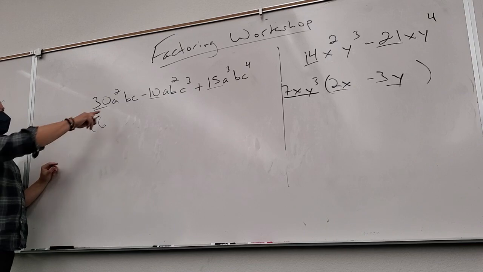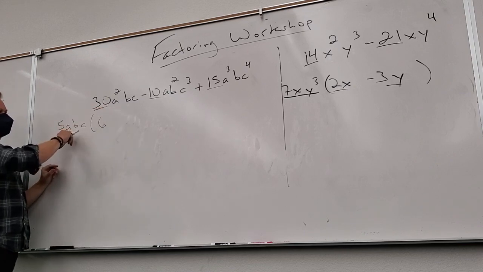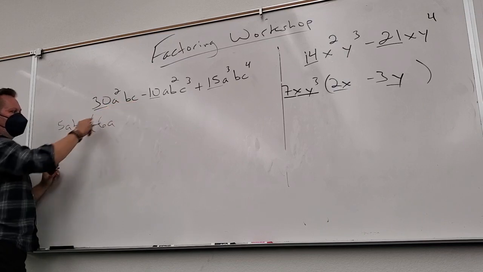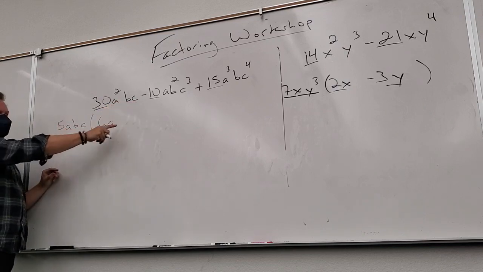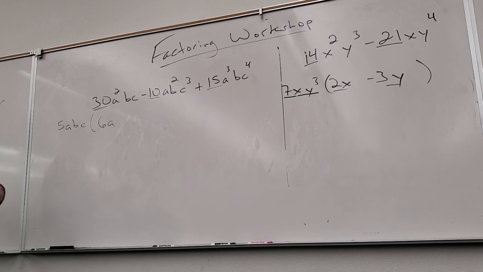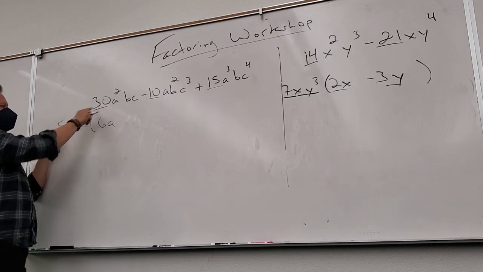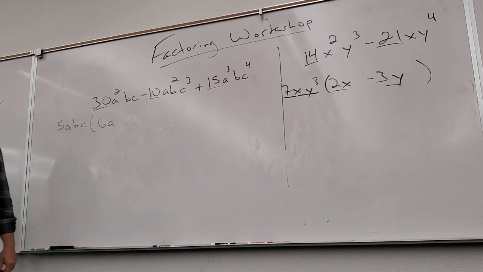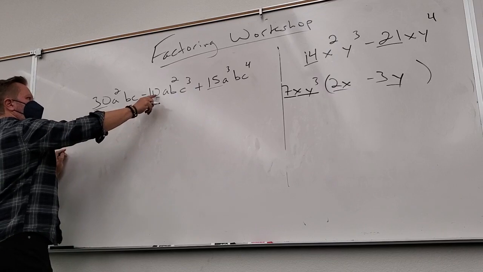So here, 30 divided by 5 is 6. I had 2 A's, I took 1. 1 A left. I had 1 B and 1 C, and I took 1 B and 1 C, so nothing. And I can check. 5 times 6 is 30. A times A is A squared. B times C is BC. So far looks good.